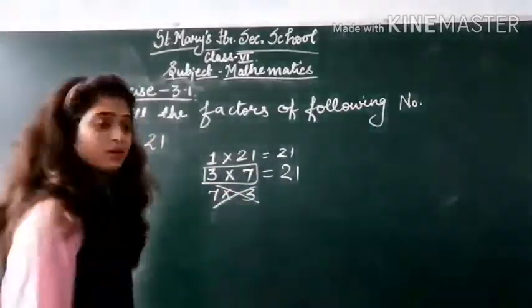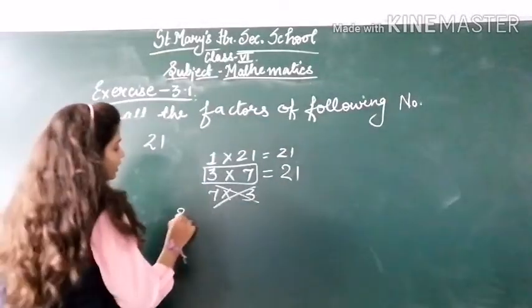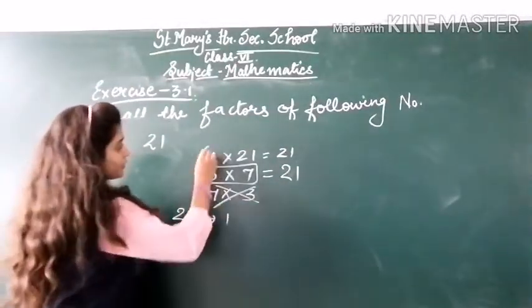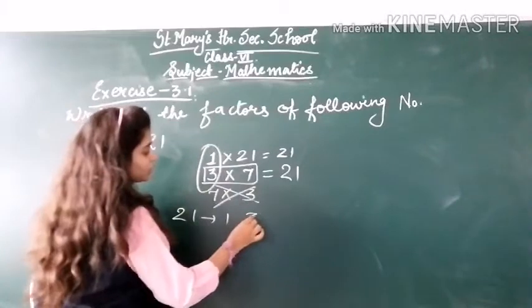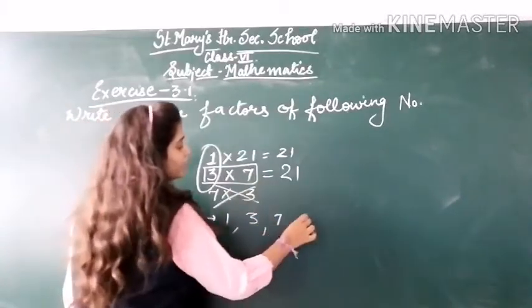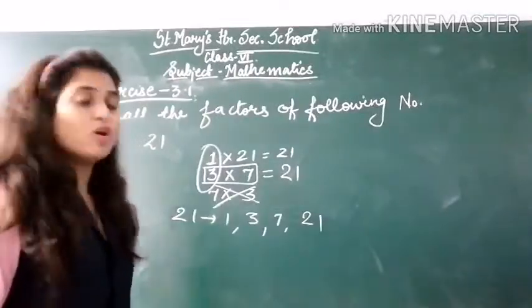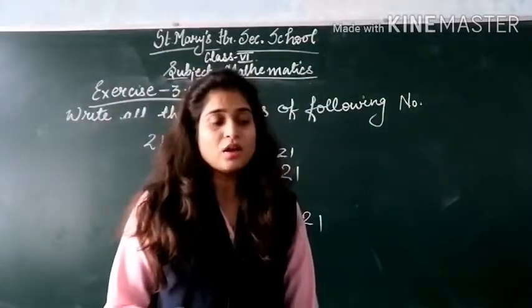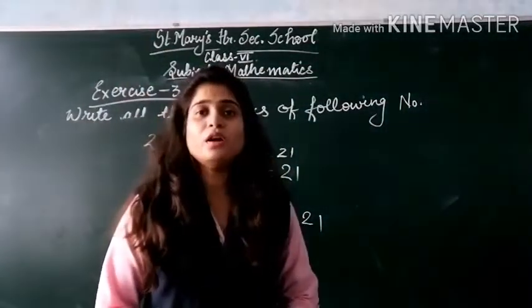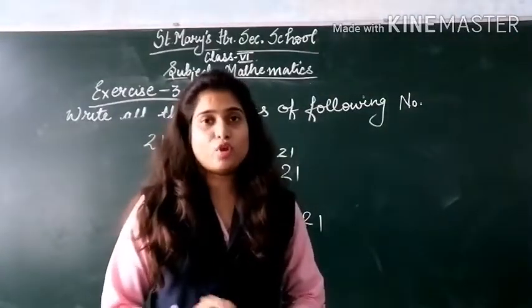So we got the factors of 21. What are the factors? 1, 3, 7 and 21. These are the factors of 21. Now try to solve the other questions given in your exercise 3.1. Try to solve them in your copy.